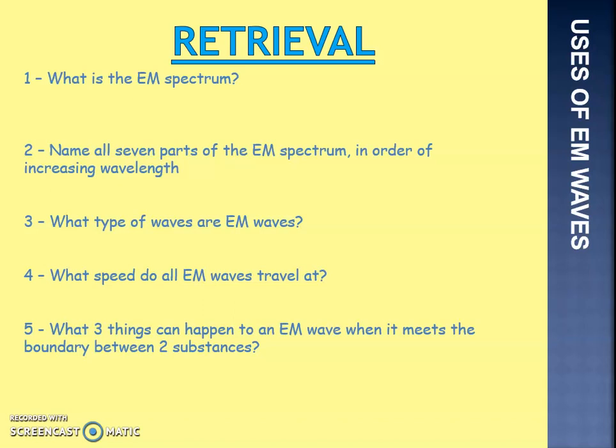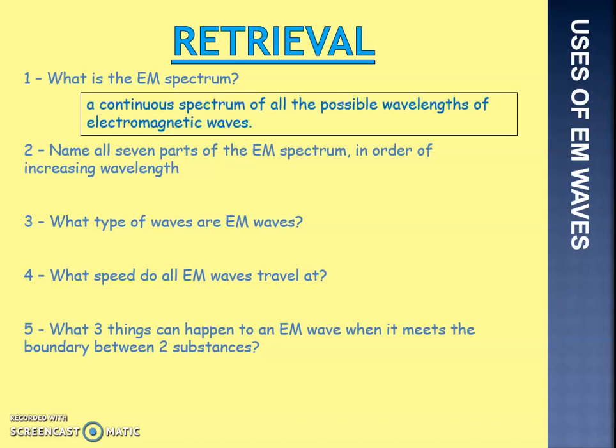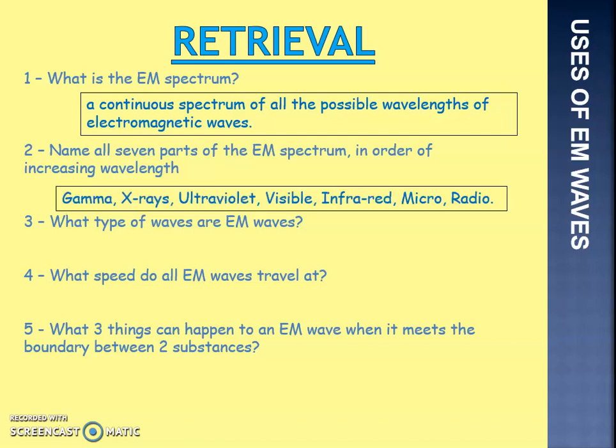Okay, question 1. What's the EM spectrum? The EM spectrum can be defined as a continuous spectrum of all the possible wavelengths of electromagnetic waves. Name all 7 parts of the EM spectrum in order of increasing wavelength, so wavelength getting bigger: gamma, X-rays, ultraviolet, visible, infrared, micro, then radio.